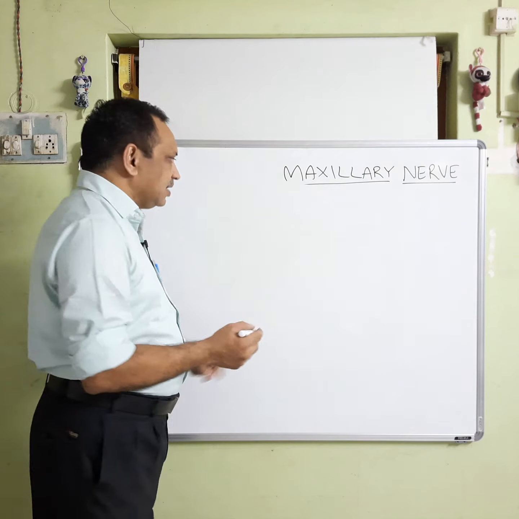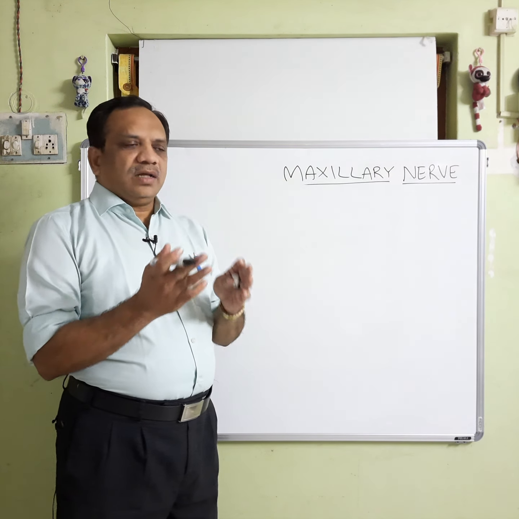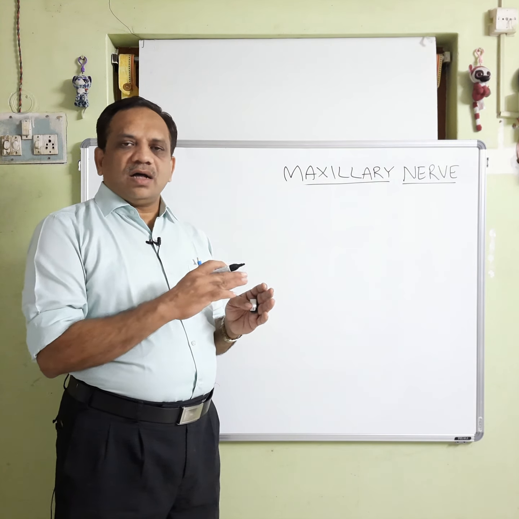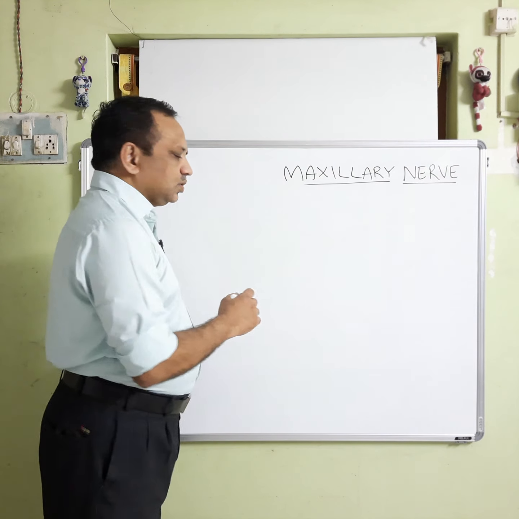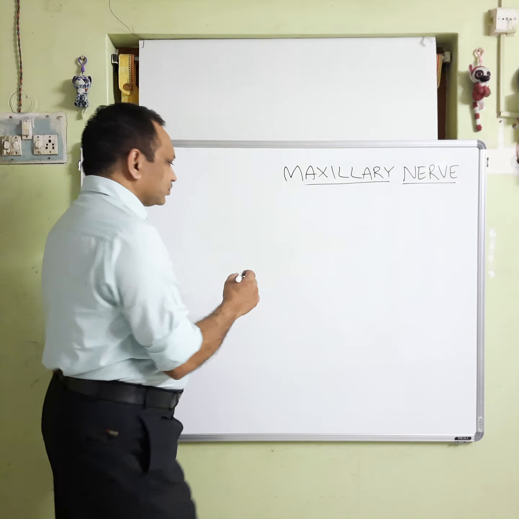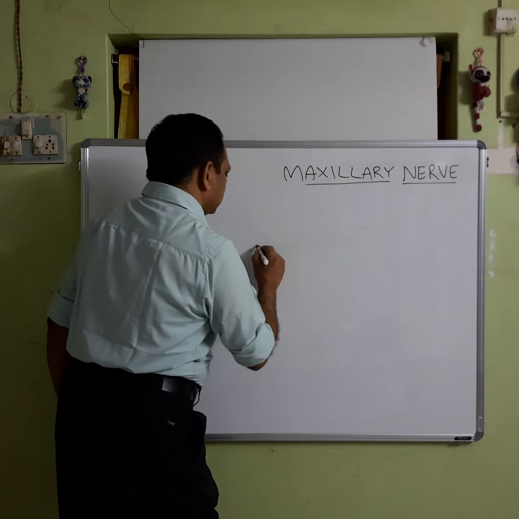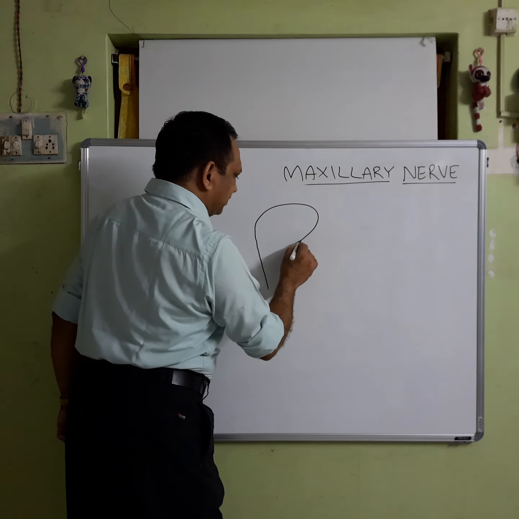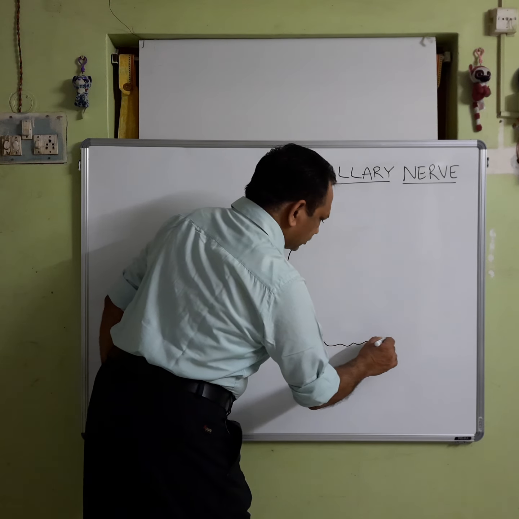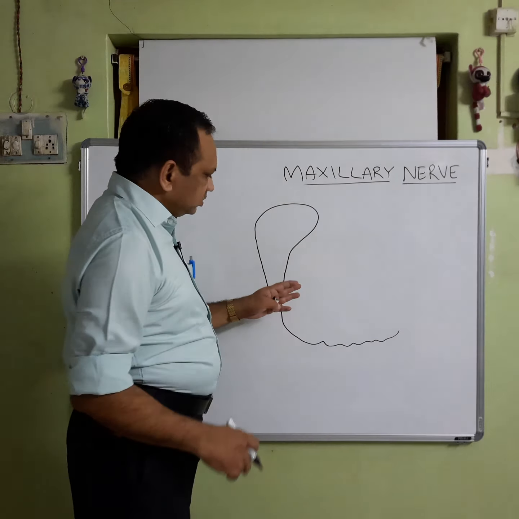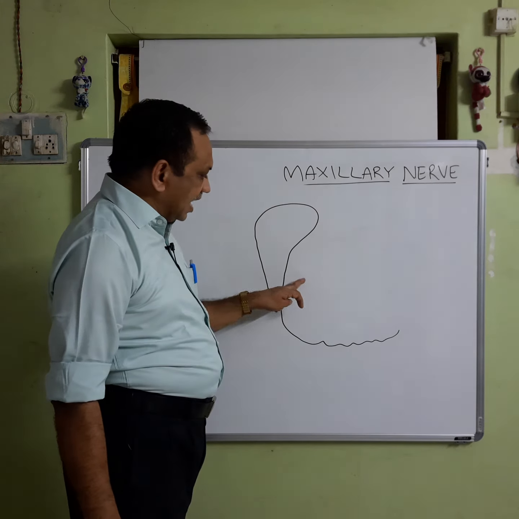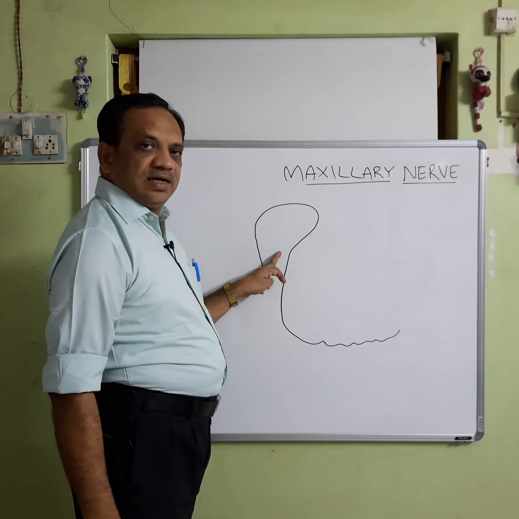The pterygopalatine fossa is located on the back of the maxilla on its medial side. On the lateral side is the infratemporal fossa. So, the anterior boundary will be the posterior surface of the maxilla. The pterygopalatine fossa is a pyramidal shaped fossa. This is the maxilla. So, the posterior surface of the body of the maxilla forms the anterior wall of this fossa.